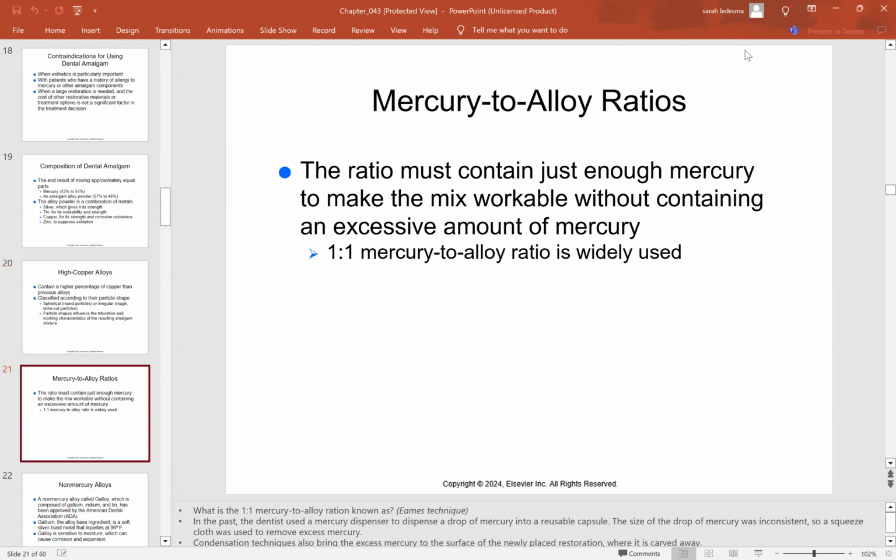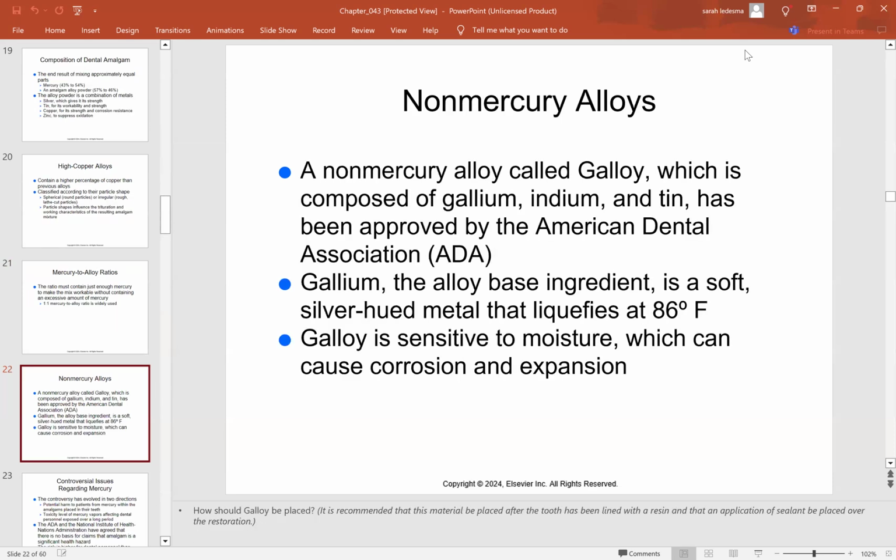Mercury to alloy ratios. The ratio must contain just enough mercury to make the mix workable without containing an excessive amount. So a 1-to-1 mercury to alloy ratio is widely used. A non-mercury alloy called galloy, which is composed of gallium, indium, and tin, has been approved by the ADA. This is an alloy-based ingredient. It's a soft, silver-hued metal that liquefies at 86 degrees Fahrenheit. It's sensitive to moisture, which can cause corrosion and then also expansion.